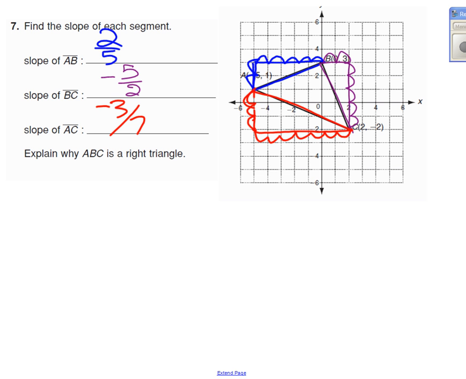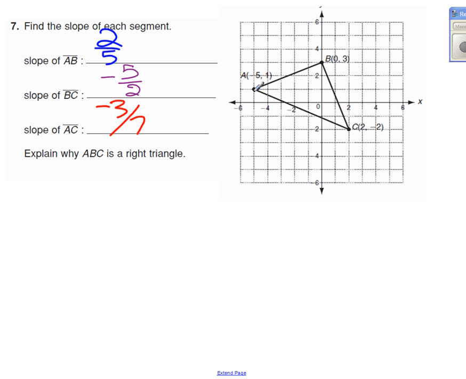Okay, then it's saying, why is ABC a right triangle? It has a 90-degree angle. How do you know it has a 90-degree angle? I don't know, because it says it's a right triangle. Right, but it says prove it. What makes a right angle? How do lines have to meet to make a right angle? They have to be perpendicular. So we're looking, are any of our lines perpendicular to each other?